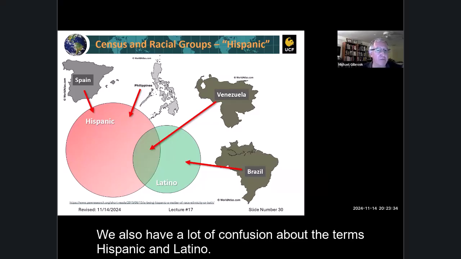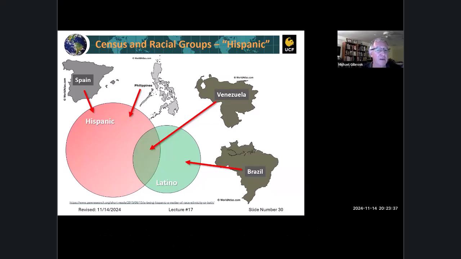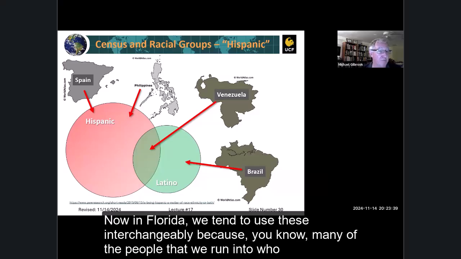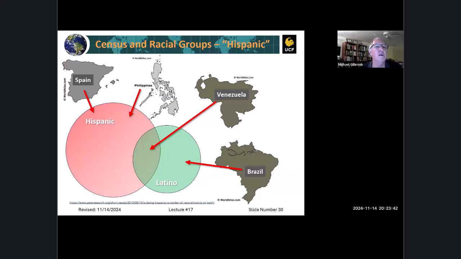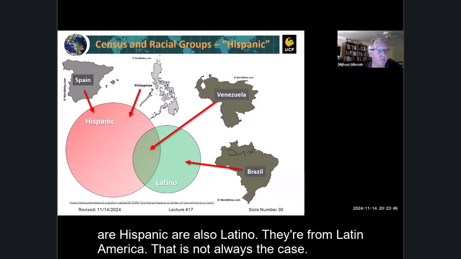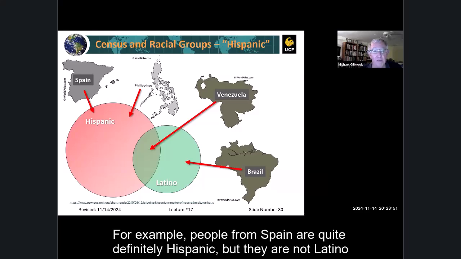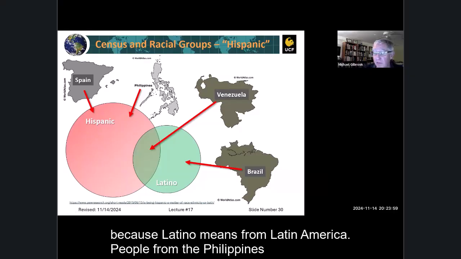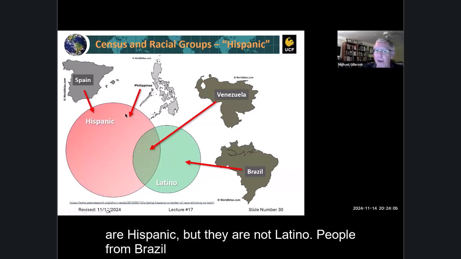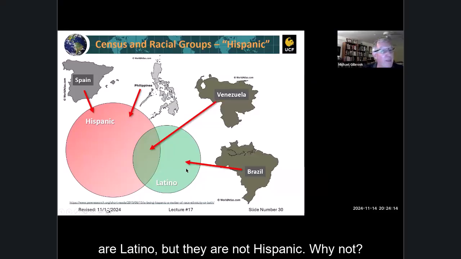We also have a lot of confusion about the terms Hispanic and Latino. Now, in Florida, we tend to use these interchangeably because many of the people that we run into who are Hispanic are also Latino. They're from Latin America. That is not always the case. For example, people from Spain are quite definitely Hispanic, but they are not Latino, because Latino means from Latin America. People from the Philippines are Hispanic, but they are not Latino. People from Brazil are Latino, but they are not Hispanic.